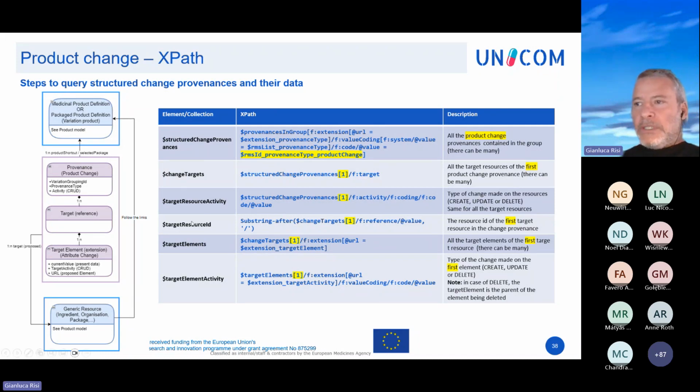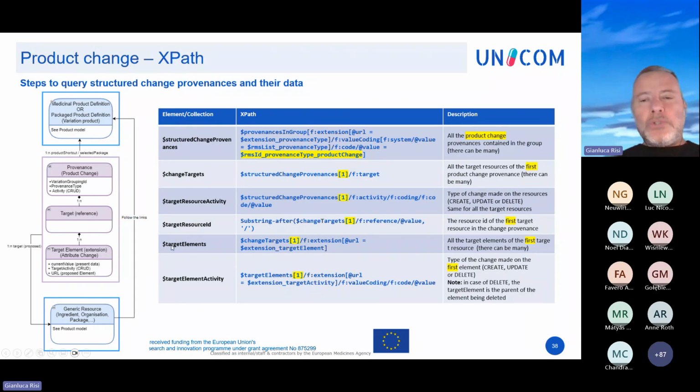And then if I want the target of the resource being changed, I need to take the reference of the target, split it by /. Remember, in case of medicinal products, it's a medicinal product definition /one ID. So if I want the ID, I need to split by / and take the substring after the /. So I use this function and I take the resource ID.